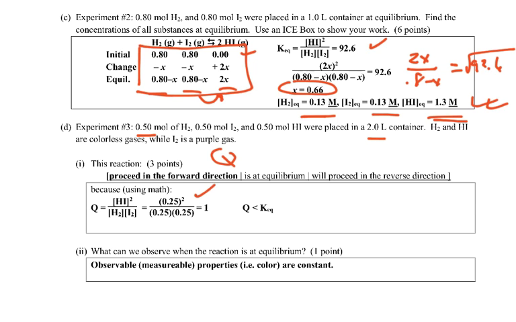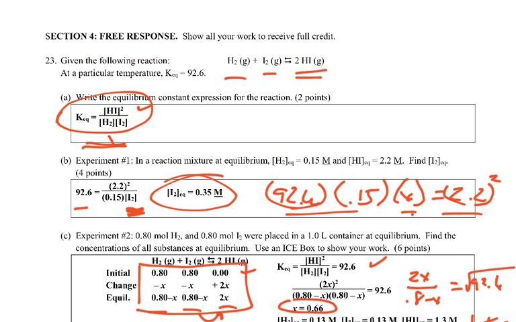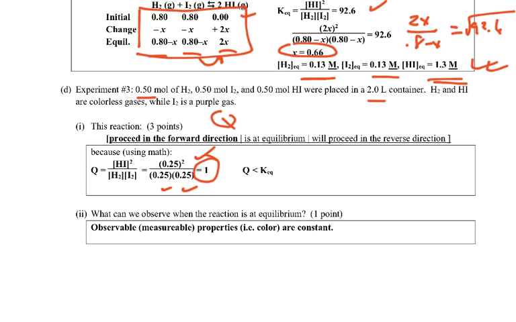So 0.25 squared over 0.25. So it's 1. Now, the fact that that Q is 1, we have to go back and compare to our K. So Q, 1, is much less than the KEQ, which is 92.6.